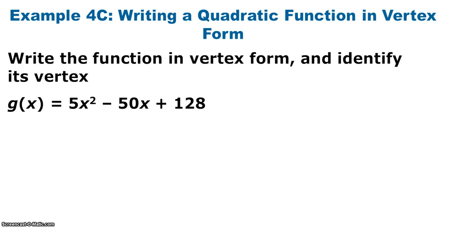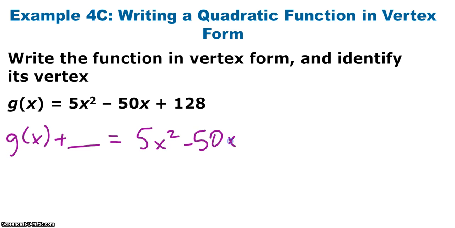Now, one of the reasons why I knew in this particular problem to pull out the 5 was because there was a number in front of my x squared that was not a 1. So I know that that's going to have to happen because I need in the parentheses a 1x minus h squared. So what I did here, of course, is you're going to put your g of x plus blank equals, and then the 5x squared minus 50x plus blank plus 128.